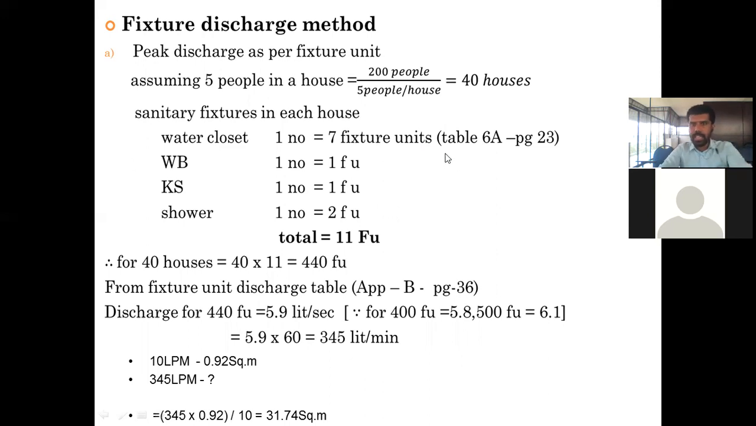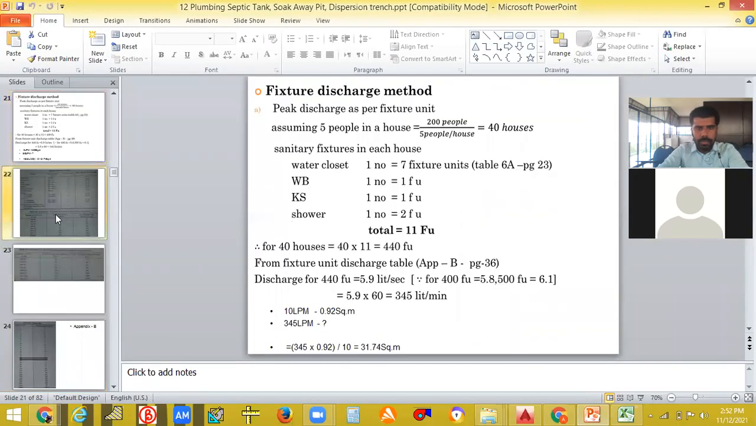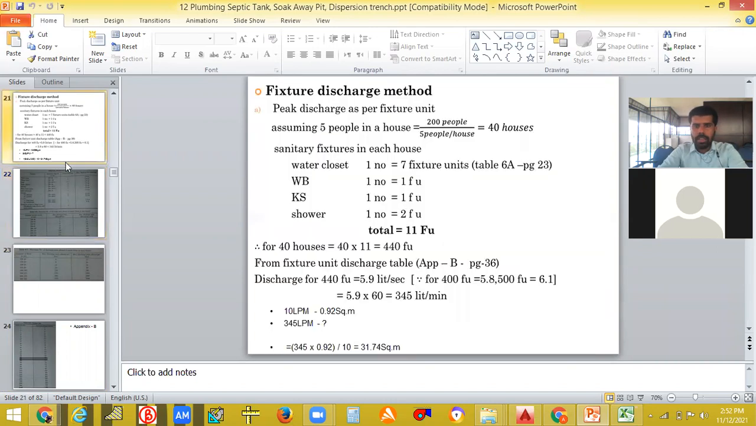Okay, table 6A. Let me see, 6A. Okay, in table 6A, the fixture unit rate is given. So normally we have already seen that there will be a water closet, wash basin, kitchen sink, and shower in one house. So what will be the water closet fixture unit? We can take it from table 6A.